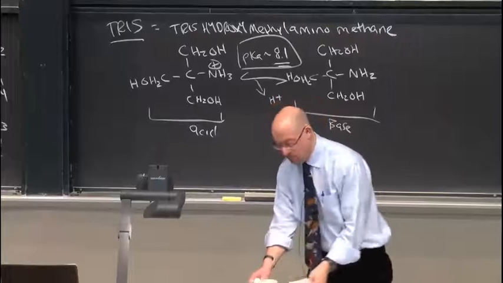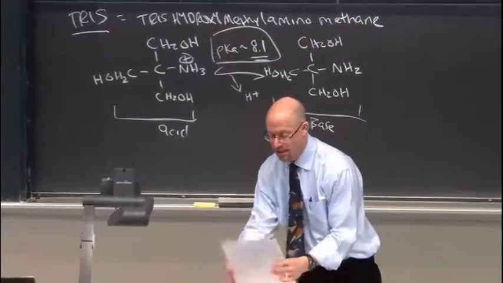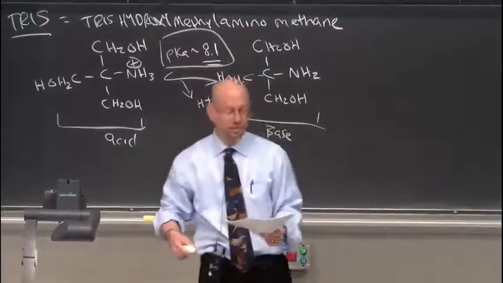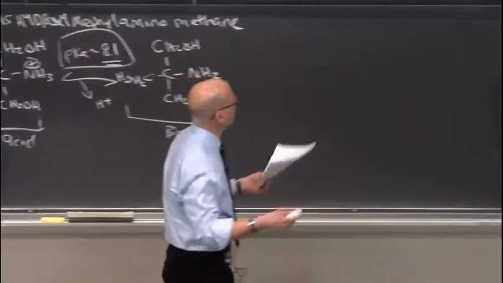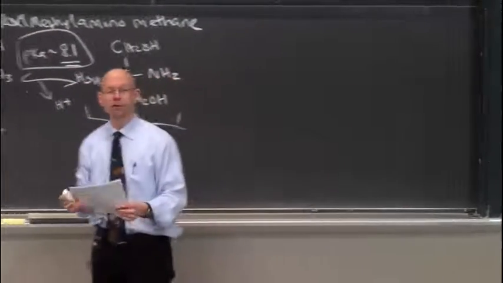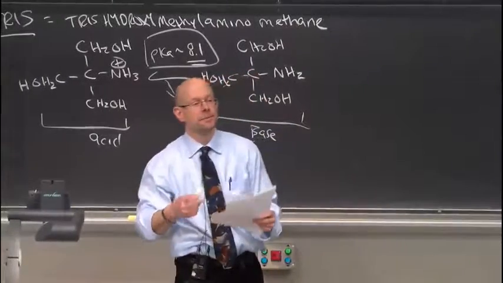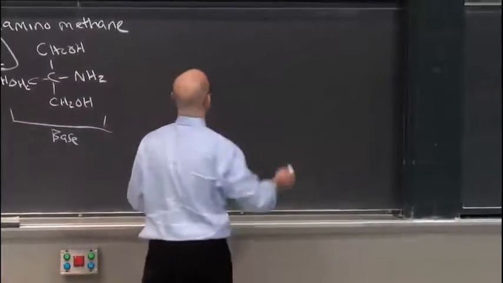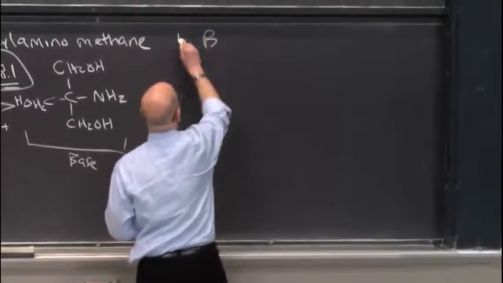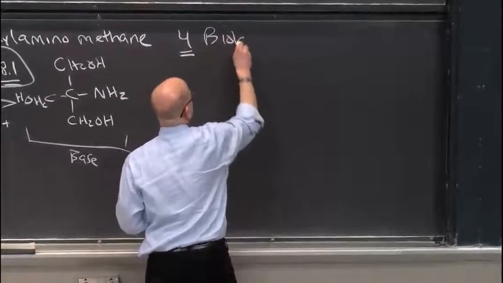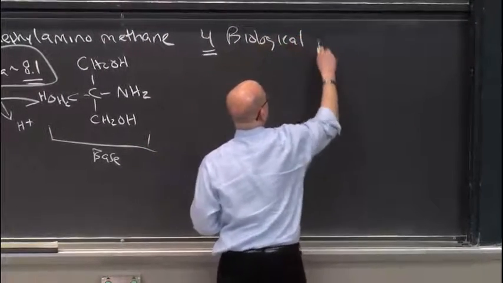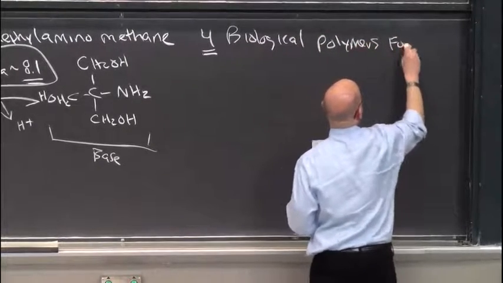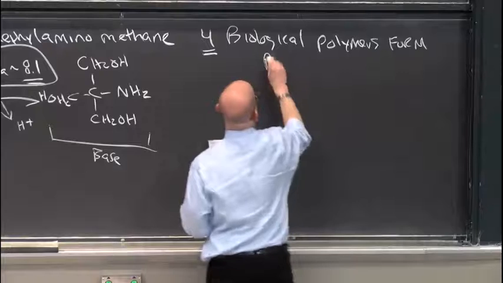What I want to do instead is move on to the topic at hand, which is trying to get to a discussion about amino acids and proteins. But in order to do that in the context of all of biochemistry, first I have to fit proteins and amino acids into a broader context of biological polymers responsible for life. And I would argue that there are really four classes of biological polymers that form the basis of life on Earth.